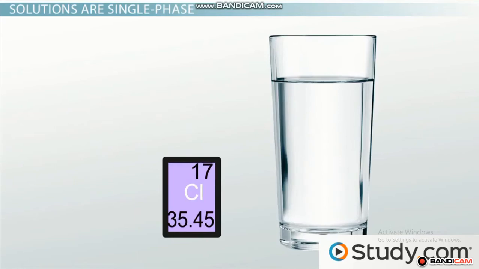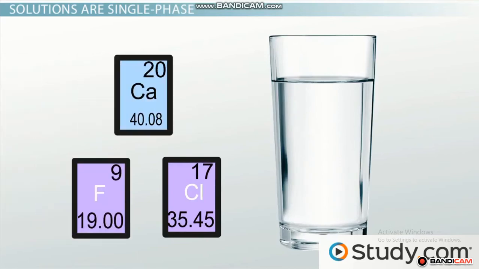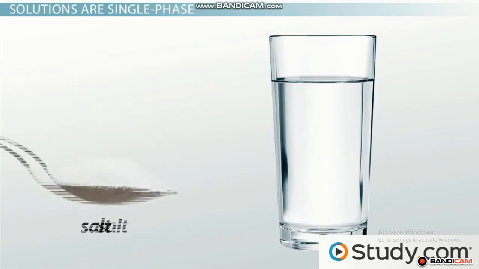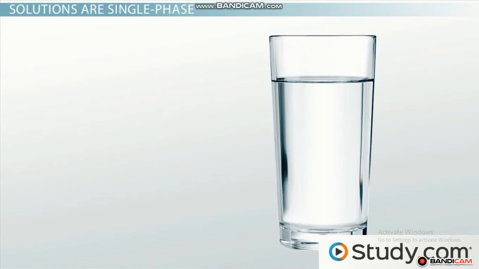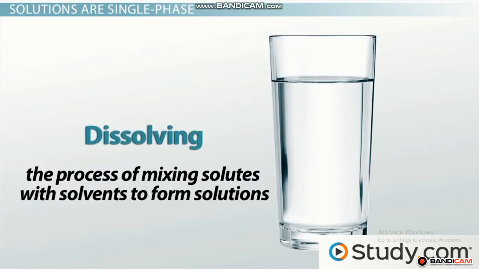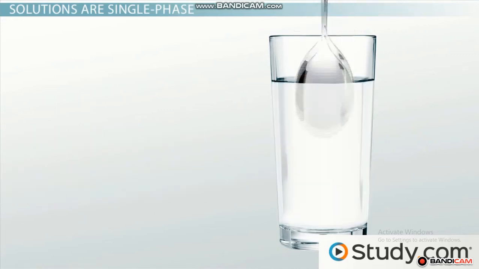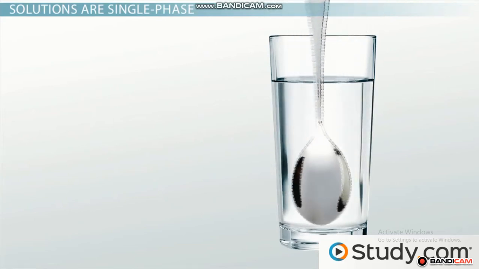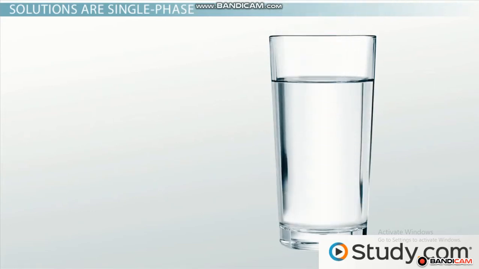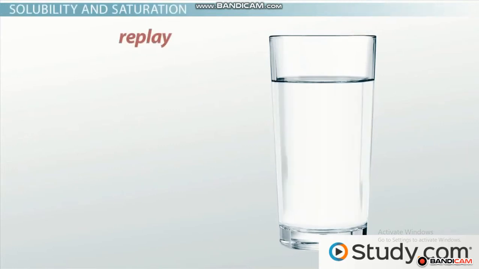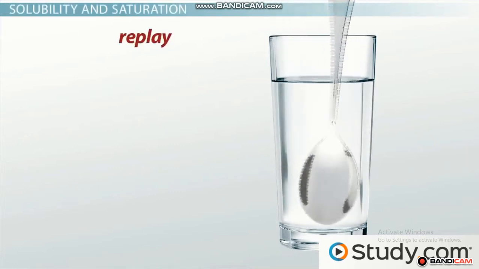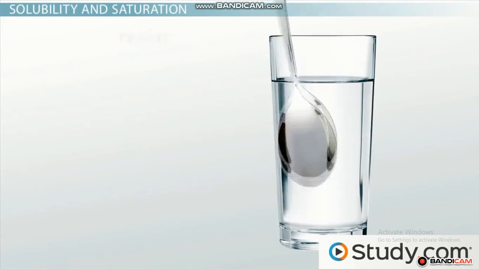The chlorine, fluoride, and calcium in your tap water are solutes, as is the salt in that glass of salt water. We call the process of mixing solutes with solvents to form solutions dissolving. Once those solutes dissolve completely into a solvent, a homogeneous mixture is formed and we get our solution. Salt and sugar dissolve pretty easily in water. It takes just a few minutes of stirring before your solution is completely mixed. But not all solutes mix so quickly.